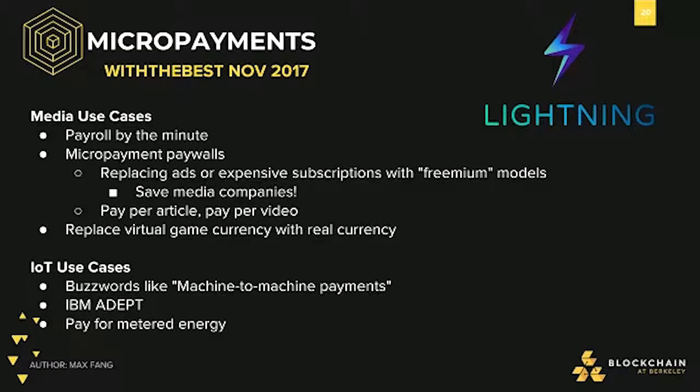Some other IoT use cases include, you always hear those buzzwords, like machine-to-machine payments, this autonomous economy. IBM ADEPT, for example, talks about a scenario where a washer and TV are both trying to use electricity. The TV is trying to stay on for the owner, and the washer is trying to wash its cycle, but it's a peak high point in electricity and the owner's home.